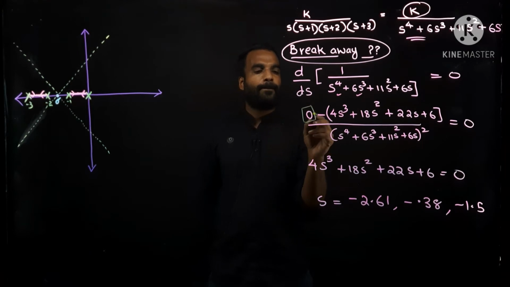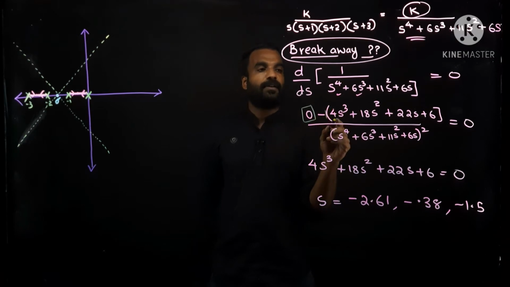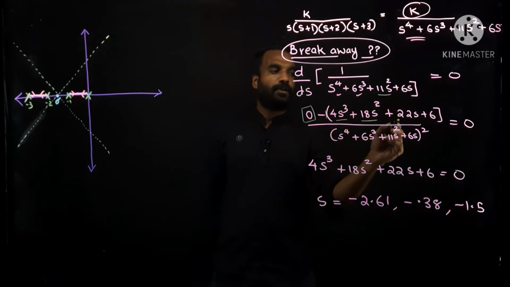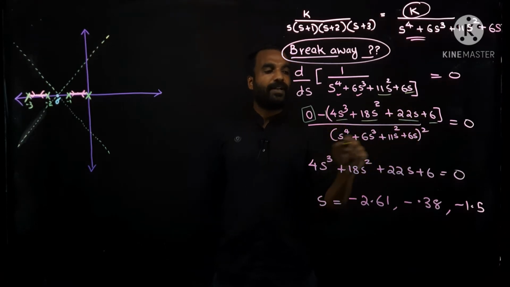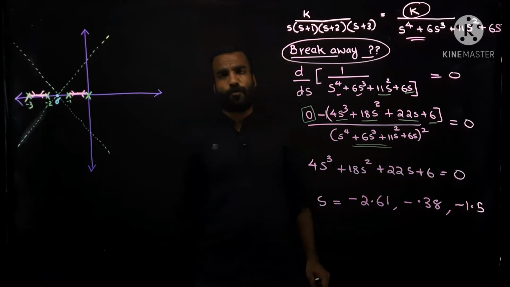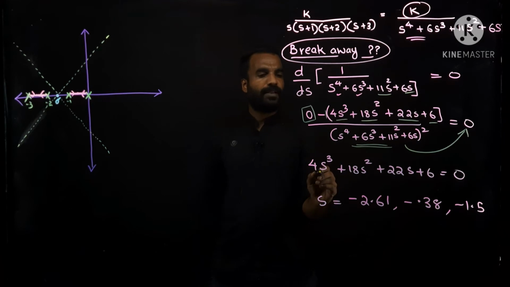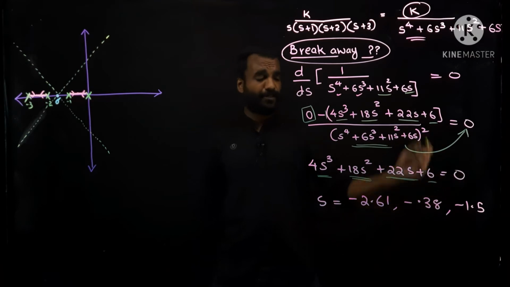And then minus numerator into differential of denominator. Numerator 1 kept here, 1 is here. Differential of denominator: s raised to 4, 4s cube, 18s square, 22s, 6, divided by denominator square is equal to 0. So cross multiply. Then you will get 4s cube plus 8s square plus 22s plus 6 is equal to 0.